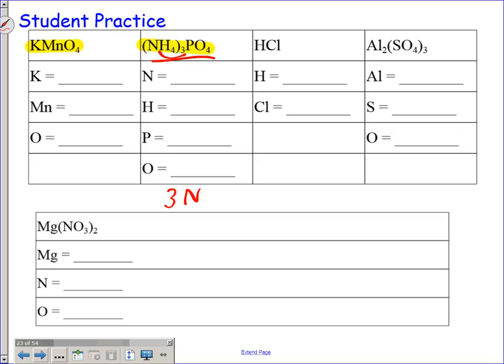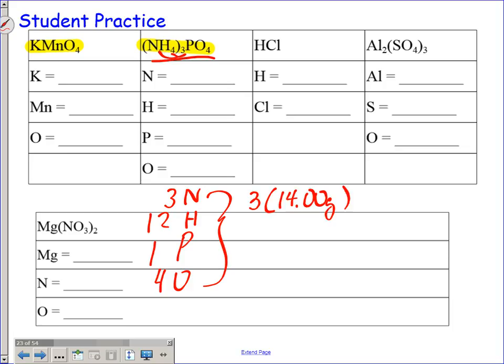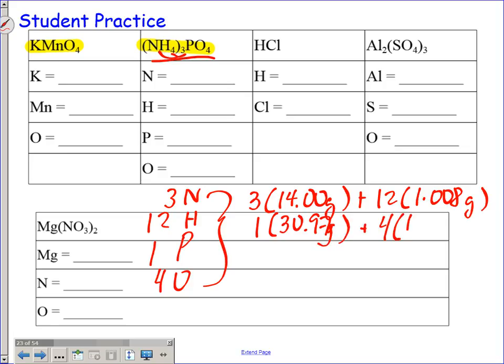How many hydrogens? 12. 3 times 4. Yeah, there are 12 hydrogens. How many phosphoruses? 1 phosphorus. And how many oxygens? 4. Okay, so when you add up these masses, that's your total molar mass, right? So what's your total molar mass? 3 times 14 grams plus 12 times 1.008, this is hydrogen, plus 1 times 30.97, that's phosphorus, plus 4 times 16 for oxygen.